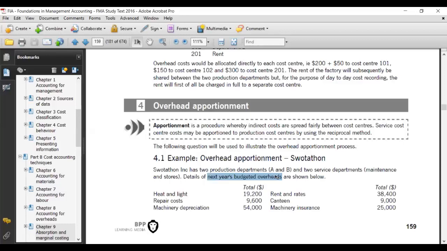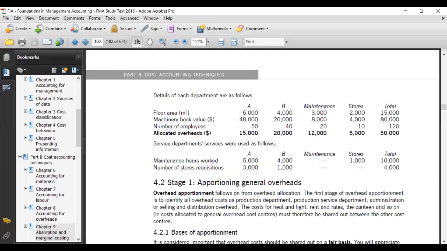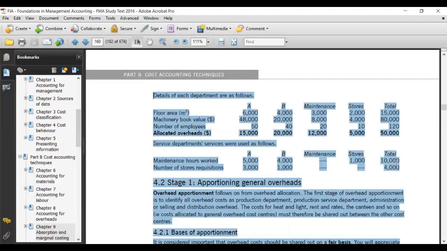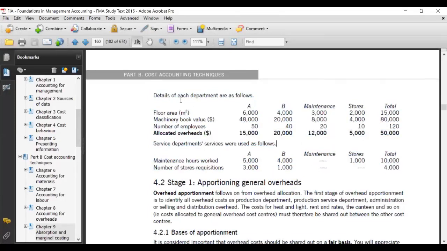Now, after this, what they have given us is this page. See, this is the continuation of the question. Okay? This is the continuation. Fine. Now here they are saying the details of each department are like this. So in the details, what have we got?